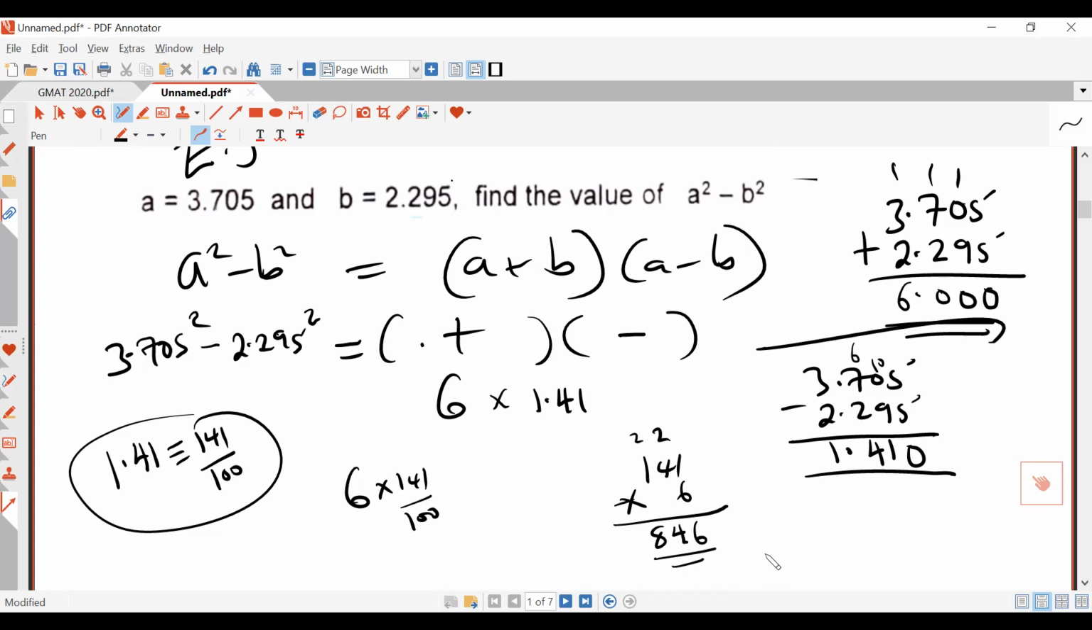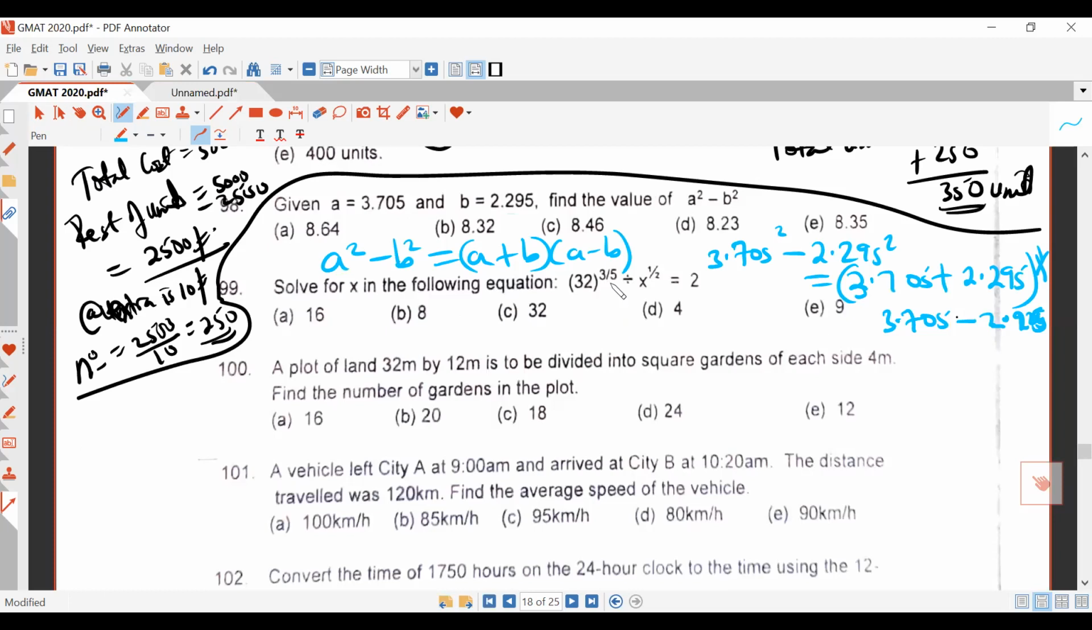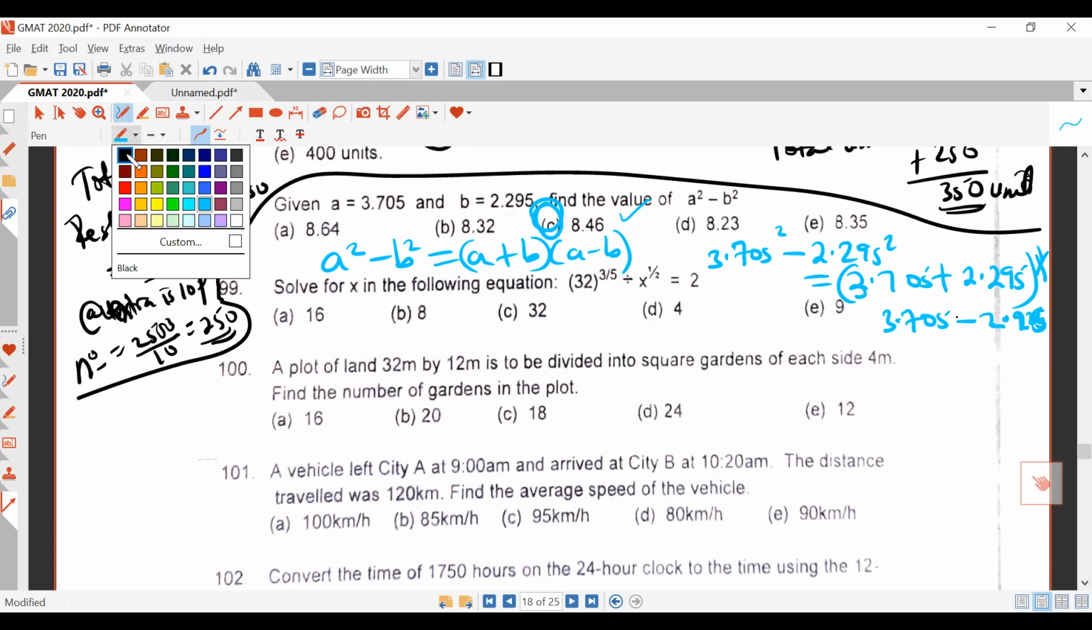So in case you get this answer here, then you remember that this is 846 divided by 100, which is the same as 8.46. Let's go check and see whether I have that 8.46. 8.46, yes, it is here. Okay, should we go on? Yes. Okay.